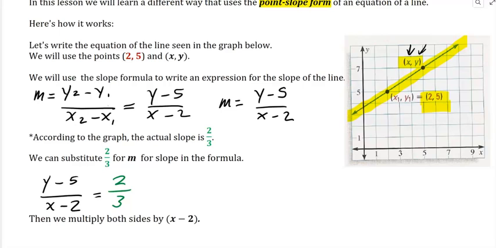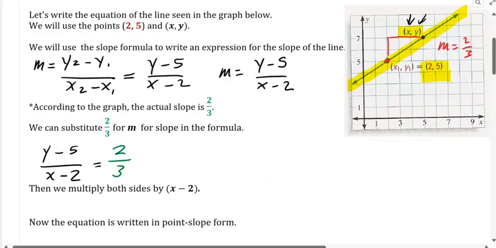All right, now if we look at the graph, we can clearly see what the slope actually is, because starting from this point here, let's use a different color. Starting from this point here, we go up 2 and to the right 3, giving us a slope of 2/3. M equals 2 over 3. So since that is the case in the graph, now we can substitute y minus 5 over x minus 2 for 2/3. So we can write that equation. y minus 5 over x minus 2 equals 2 over 3.